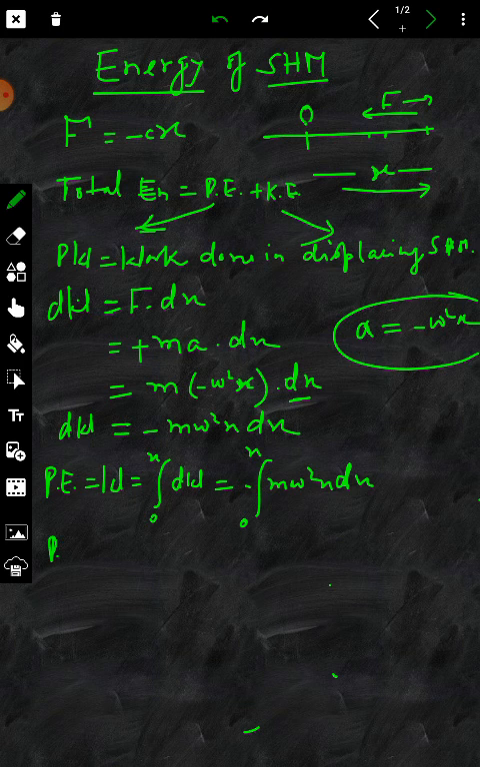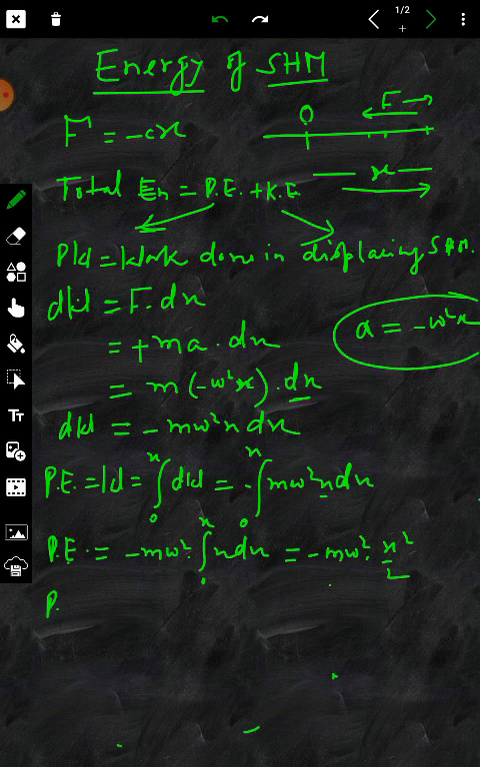Okay, so therefore the potential energy, or we can say the total amount of work done, comes out to be minus m omega square, which is constant, times the integral of x dx. The limits go from 0 to x. So when we solve this, it becomes minus m omega square into the integration of x, which is x square by 2, and when we substitute the limits, only the upper limit x counts, and with the lower limit it comes out to be 0. So this is the only value.